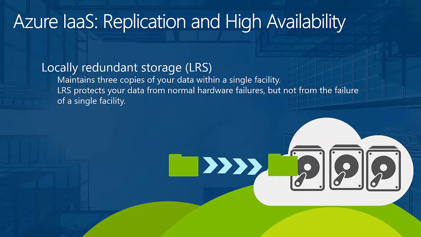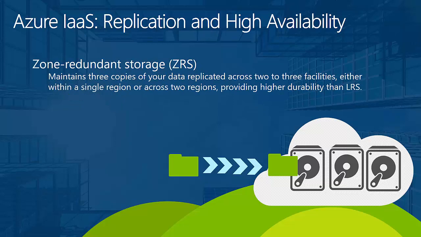Locally redundant storage maintains 3 copies of your data, which is triple replicated within a single facility and within a single region. This replication topology protects your data from normal hardware failures, but not from the failure of a facility, meaning that in the case of a regional disaster, data access could become compromised. Locally redundant storage is a great candidate for testing scenarios where enhanced, highly available data access is not critical. Because of this, LRS is offered at a discounted rate. For highly available production requirements, we recommend a geo-redundant storage solution.